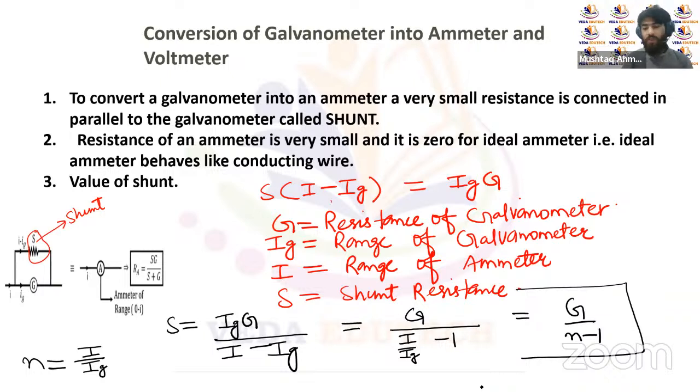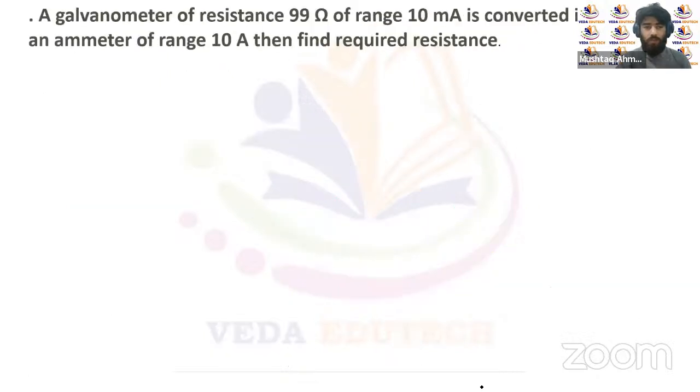If we have a given range of ammeter, then this should be the shunt resistance, or the resistance of the shunt placed in parallel to the galvanometer, so as to achieve the given range of ammeter. So let's try to learn it with the help of this example.